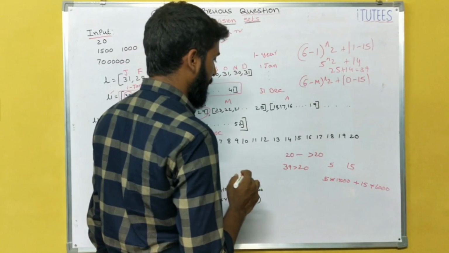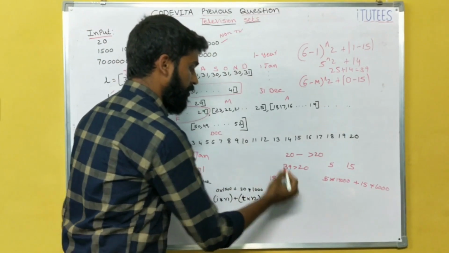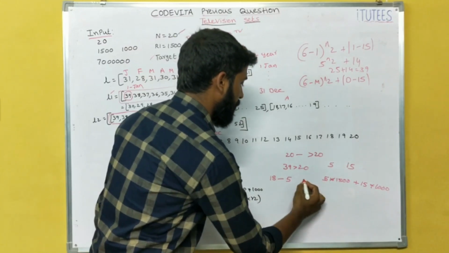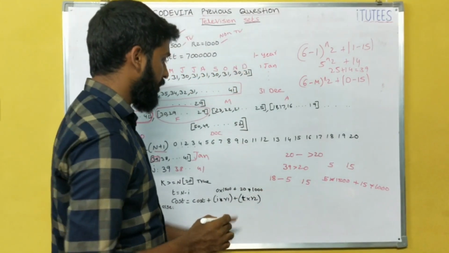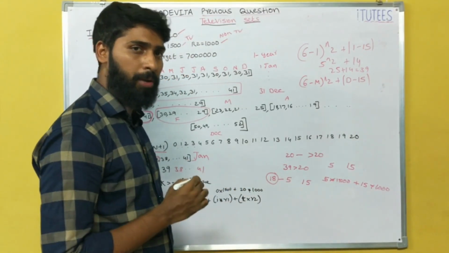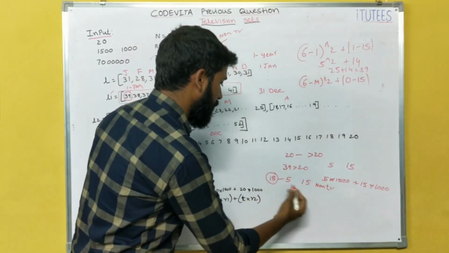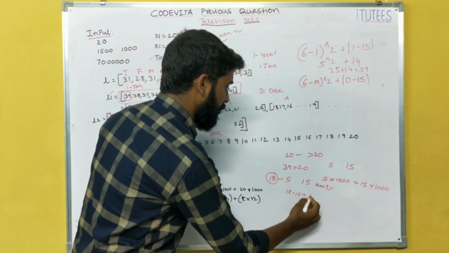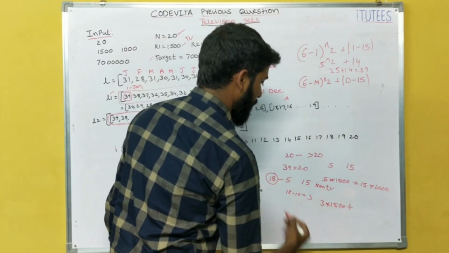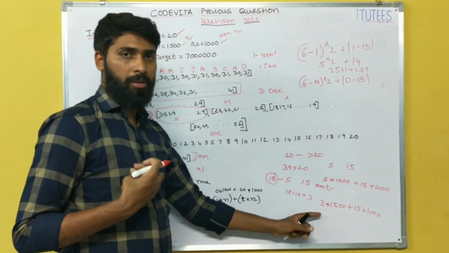so for example, think that there is 18, so 18 is the number of patients. And TV rooms are 5, non-TV rooms are 15. So first, how many patients? 18 patients. What is the condition in the problem? First, the non-TV rooms are filled. That means 18 minus 15, that equals 3. 3 are filled with TV rooms, plus the remaining 15 into 1000. This is the cost for that day.